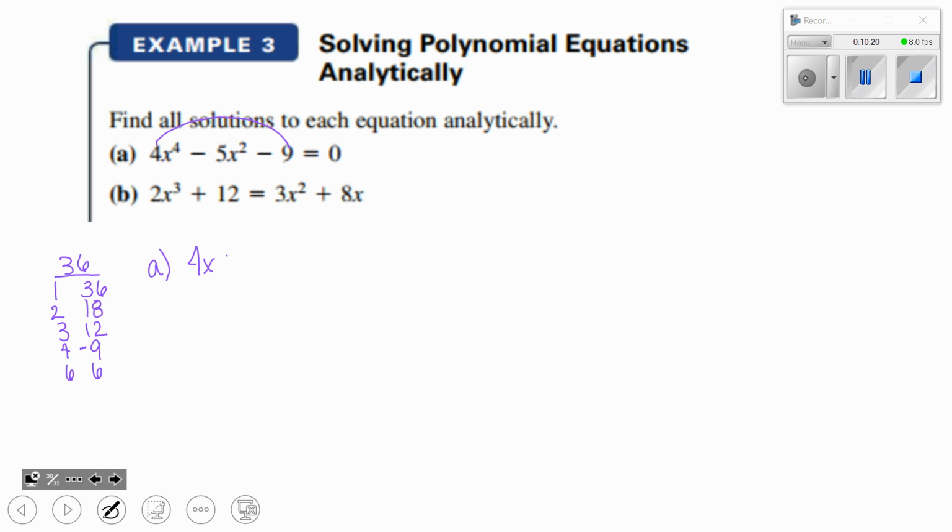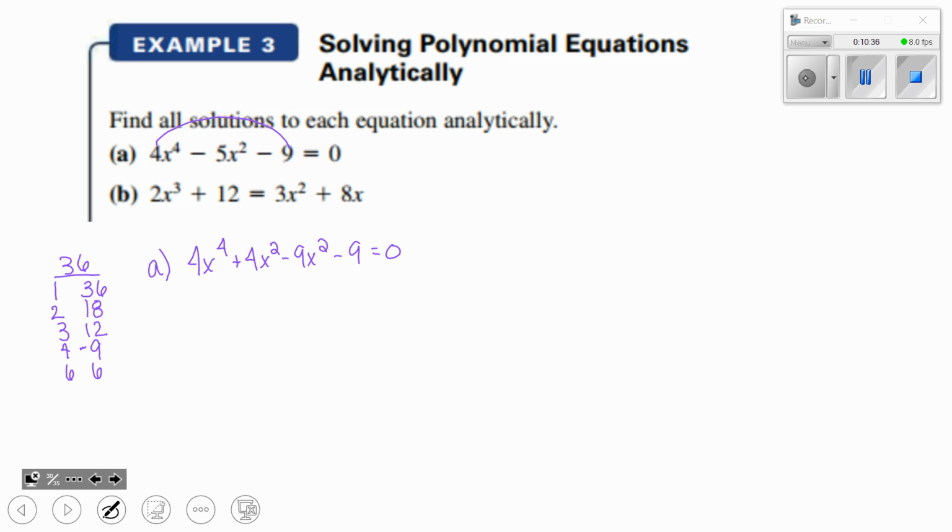I have 4x to the 4th. If I'm clever, I would group the 4 with the other 4. So minus 4x squared. Oh, nope, that's a plus. Minus 9x squared minus 9.